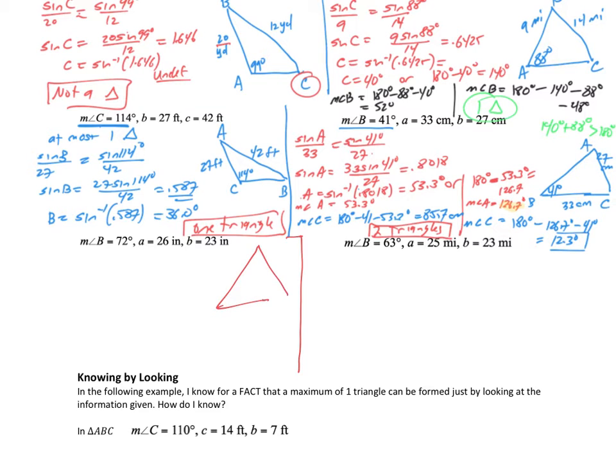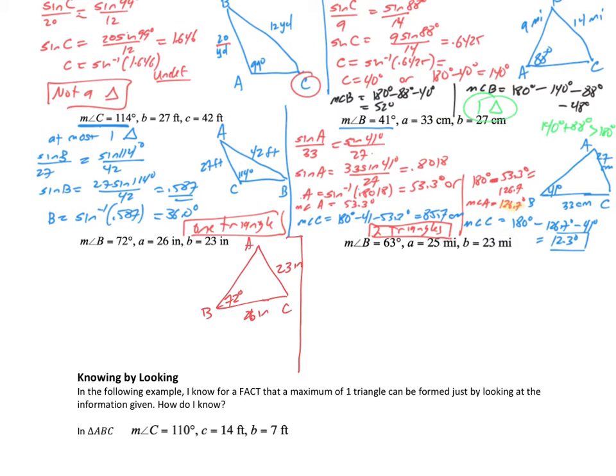So I've got angle B is 72 degrees. I'll put A and C, my vertices, on there. Length of side A is 26 inches, and the length of side B is 23 inches. Let's set up the law of sines.